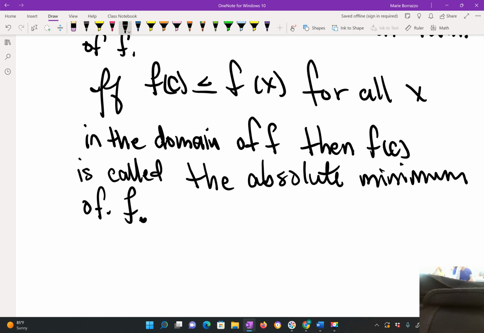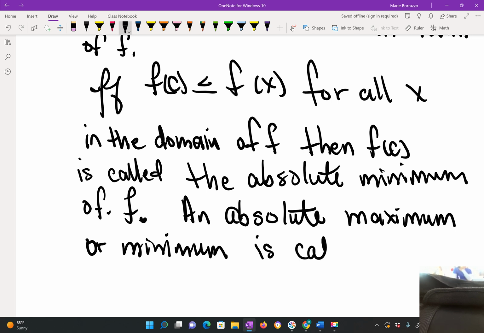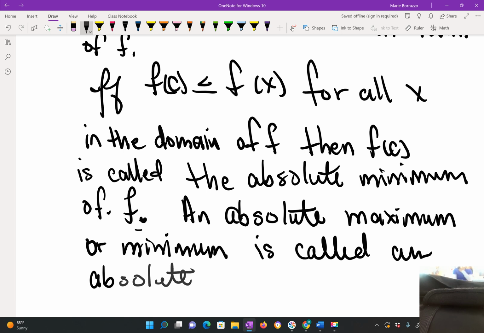You also will hear this referred to, so we're going to say that an absolute maximum or minimum is called an absolute extremum. All right.